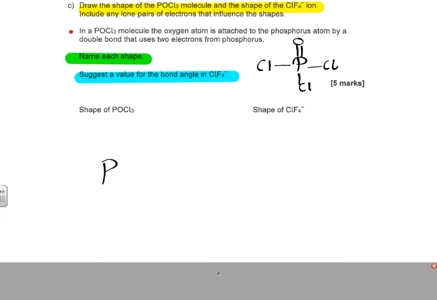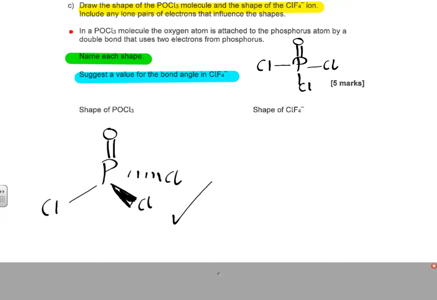And of course I'm going to make my life easy by keeping that double bond in the plane of the paper. I'm going to have one of the chlorines in the plane of the paper as well, and I'll expect a chlorine coming towards me and a dashed line to represent the chlorine going behind, and I've picked up a mark for my first shape.